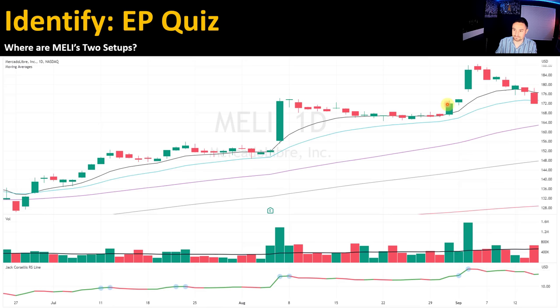Next one. So Meli, there are two setups on this chart. Two setups. One's an EP, one's a continuation type pattern breakout. Can you find them? 3, 2, 1.